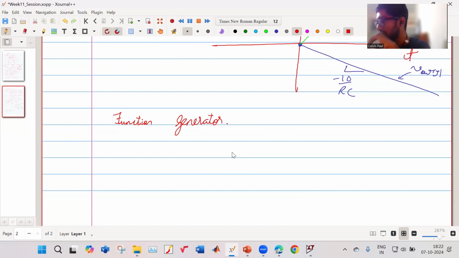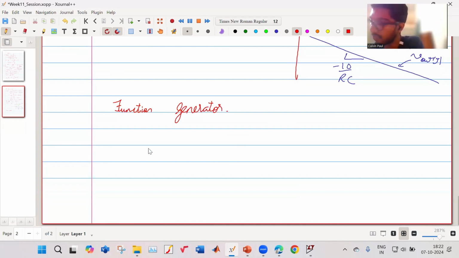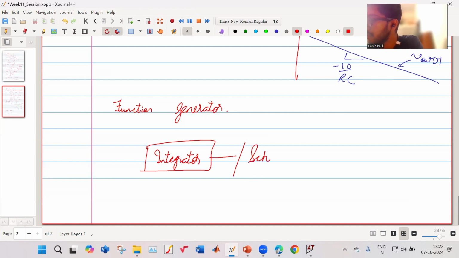It has two states, meaning a final positive state or a final negative state. Okay, and why do we use a Schmitt trigger? To remove noise. Okay, so what we have is an integrator, and we have what is known as a Schmitt trigger.